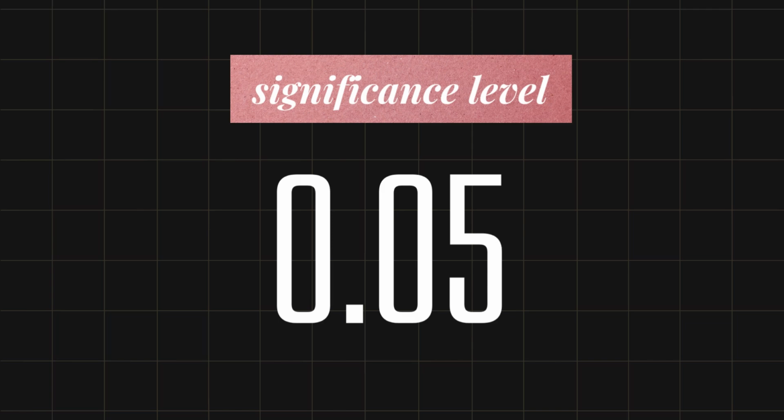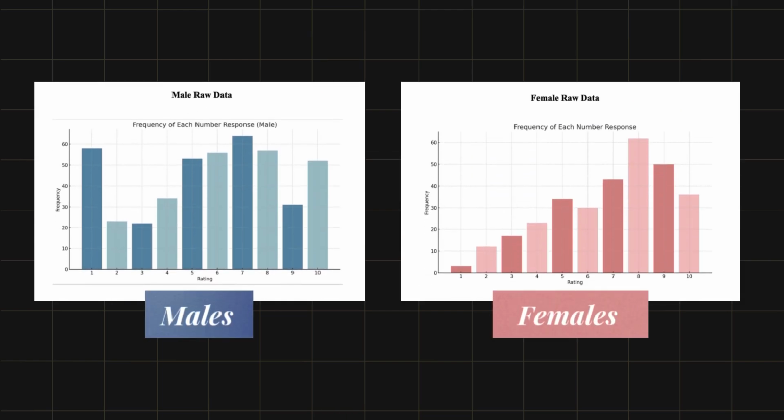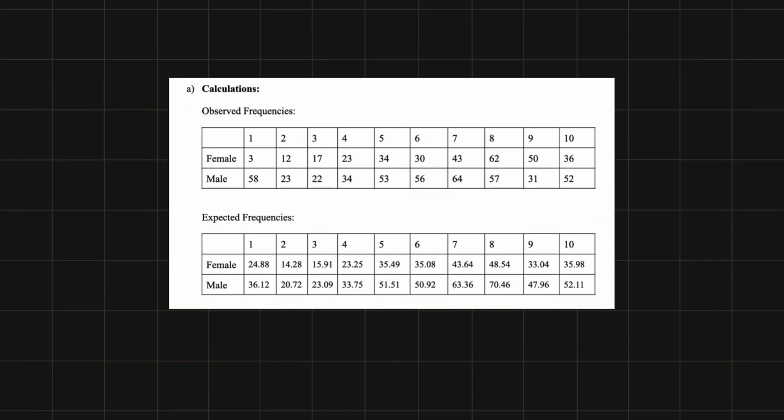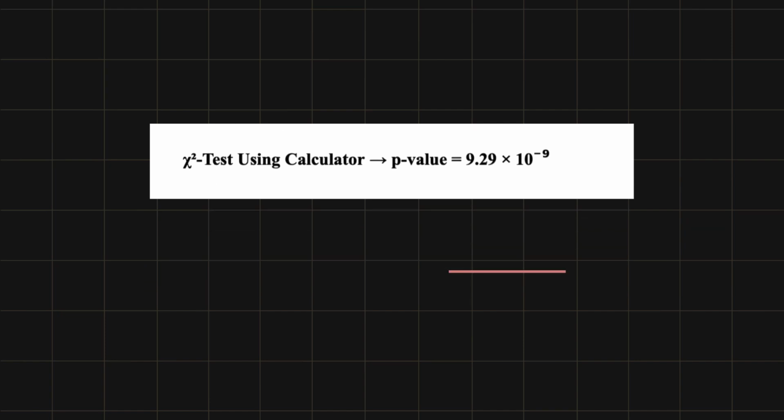And our calculations concluded that the observed ratings between males and females are significantly different, so we reject the null hypothesis because our p-value is super duper tiny. It's far below 0.05. There is strong evidence that the gender and rating distribution are not independent.